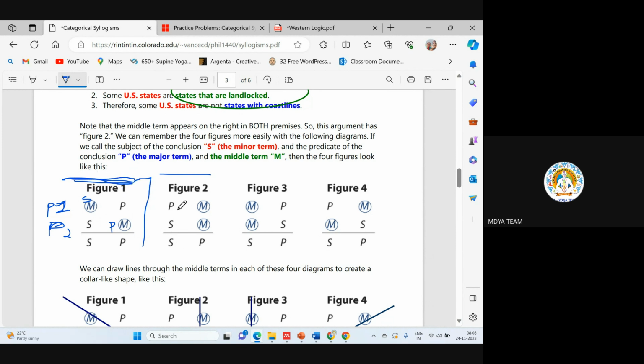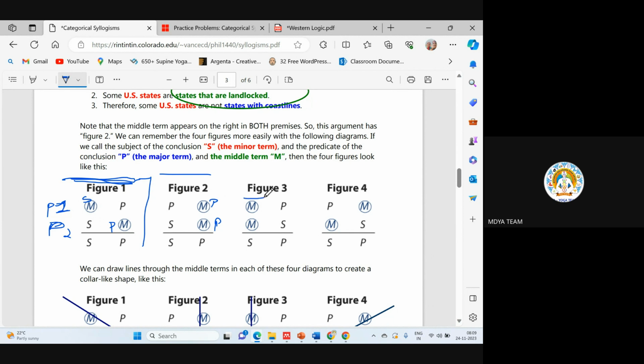If your middle term is present in the predicate of this P1 and the predicate of this P2 also, then it will be figure 2.